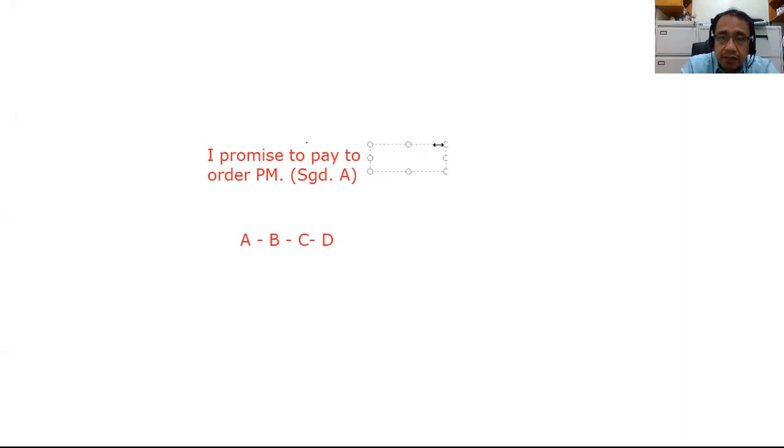But if the instrument is complete, because there is a name there, B. "I promise to pay to B or order 1 million pesos, signed A." Complete instrument. And later on, this instrument is no longer found in the possession of A. It is already with B. It is with C. It has also been transferred to D. That is the time that there is the presumption of delivery.